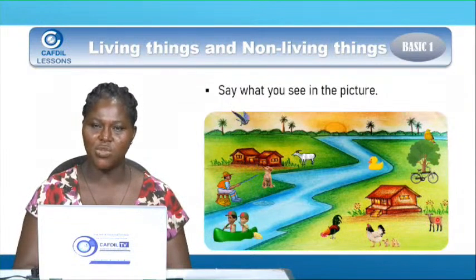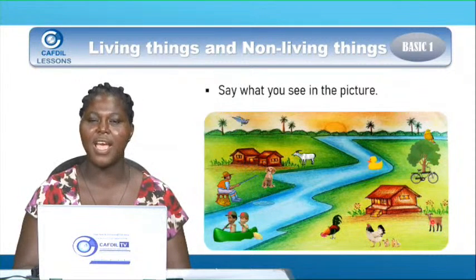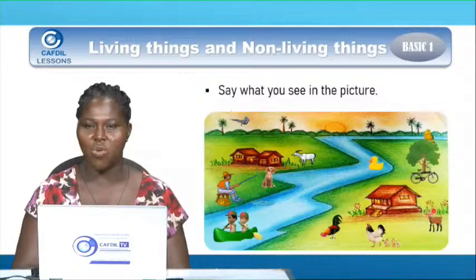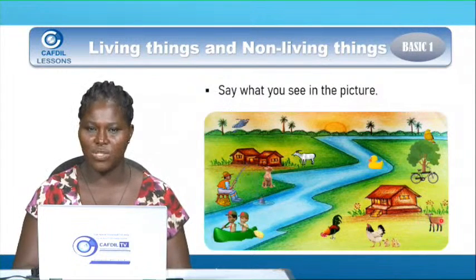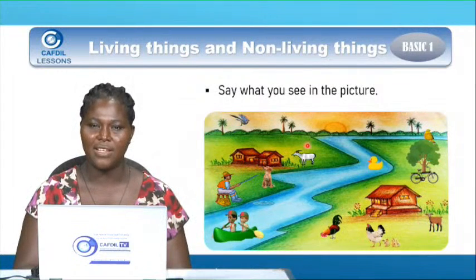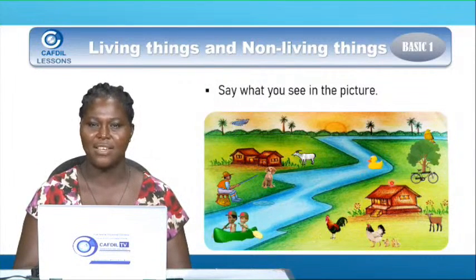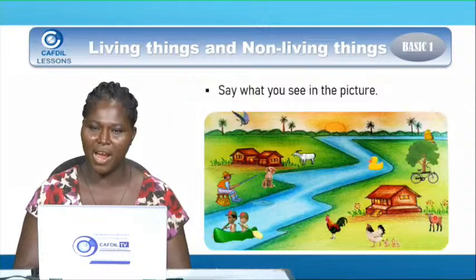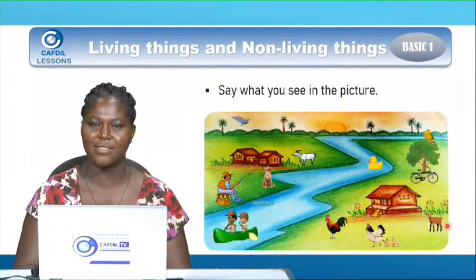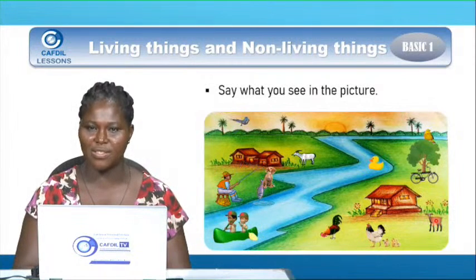Now let's look at this one. Now children, what is this? This is a goat. Another goat. Now this one is white with some black colors. And this one is brown with black legs and hands. So this is a goat.